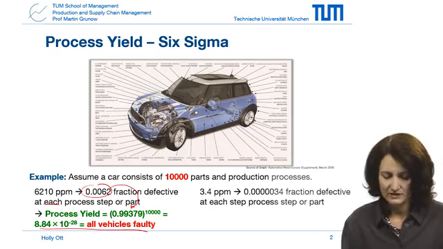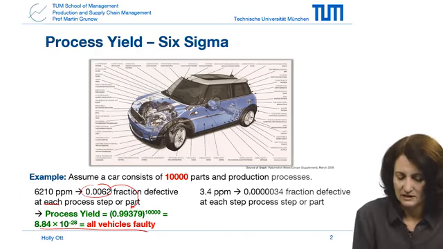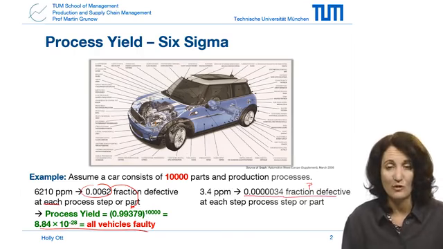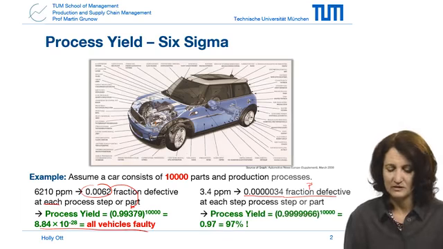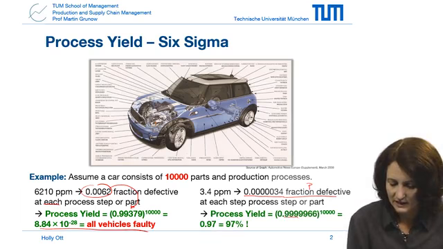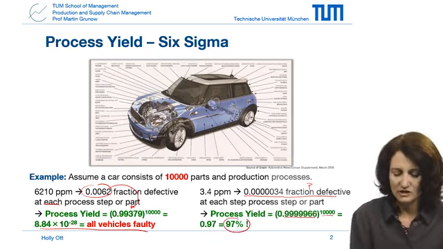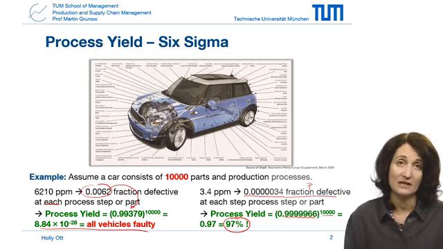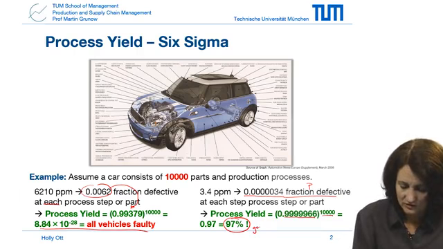On the other hand, if we have 3.4 parts per million, which translates into this 0.00000034 fraction defective at each process step or for each part, then the overall process yield, of course, is 1 minus P, so it's going to be 0.9999966 to the power of n, 10,000, or as we saw before, 97% fault-free vehicles, good cars.